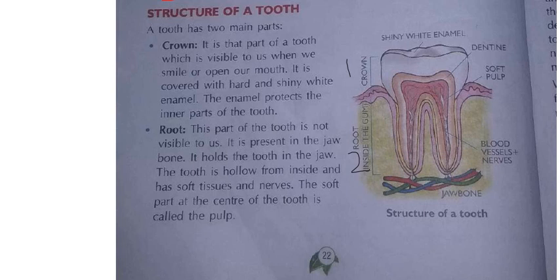And how is this tooth? It is hollow from inside, and it also contains the soft tissues and nerves. Okay, and this middle part at the center, what is this soft part called? Pulp. This soft part which is present at the center of the tooth is called the soft pulp. Okay children, this is about the structure of the teeth. Now we shall move to the next topic. Wait children, I am zooming it.